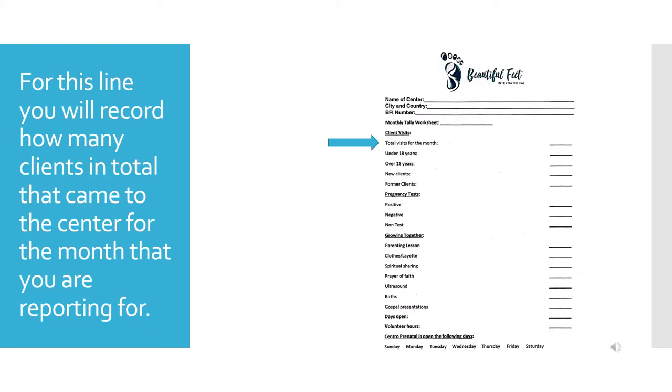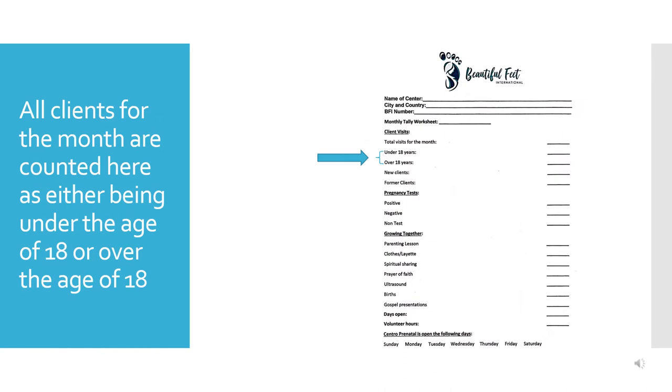For this line, you will record how many clients in total came to the center for the month that you are reporting for. If the same client visits 2 times in that same month, she will be counted twice. All clients for the month are counted here as being either under the age of 18 or over the age of 18.